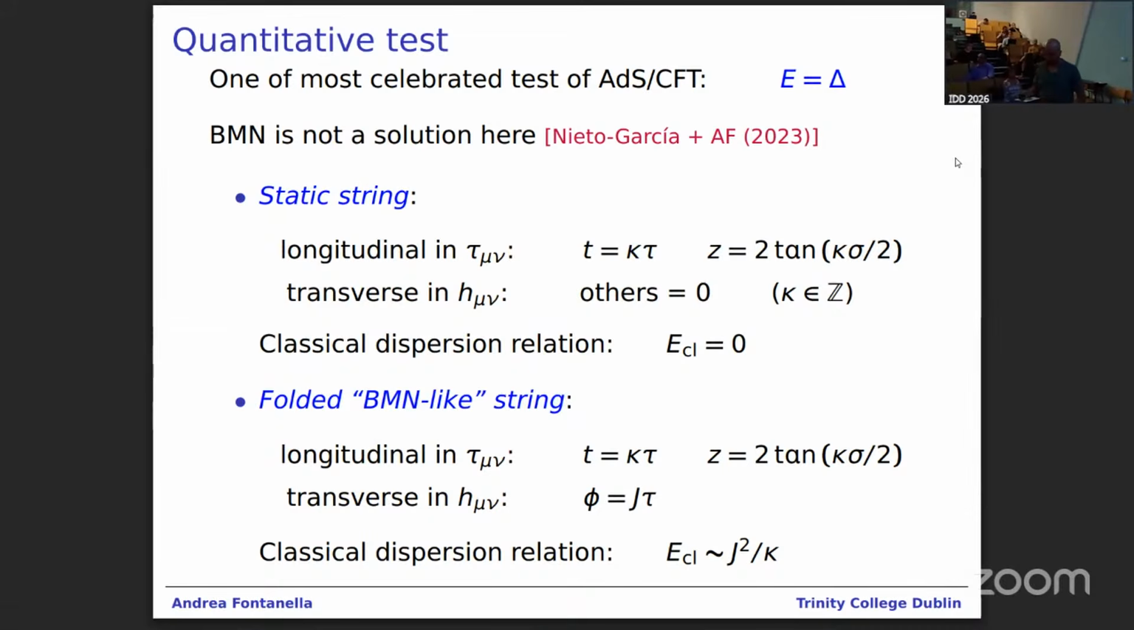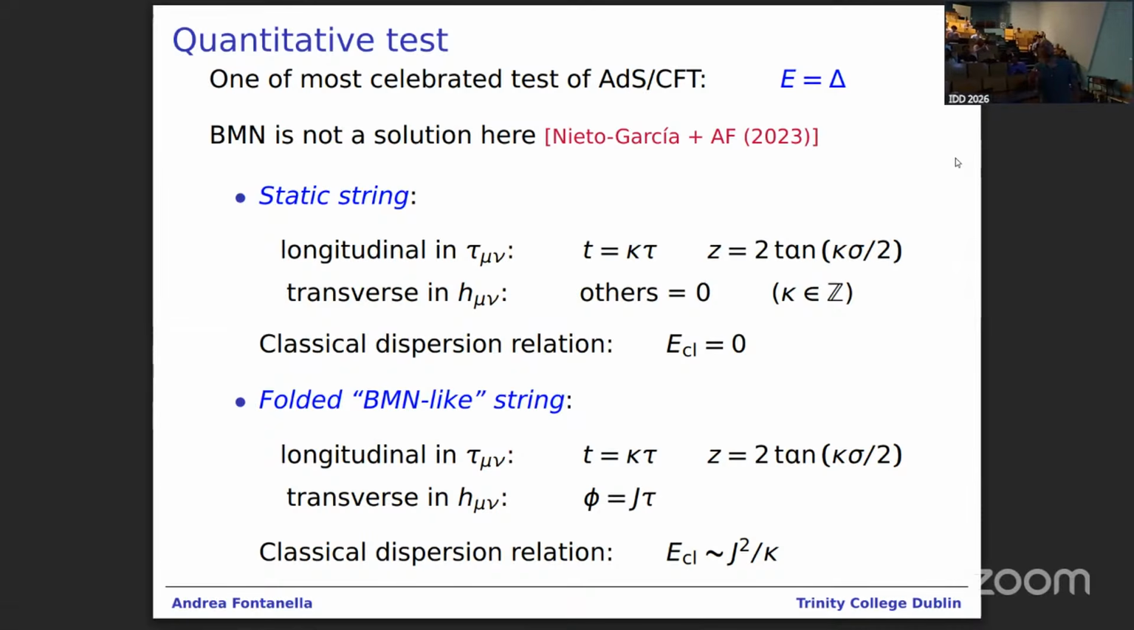First of all, you have to define a vacuum if you want to do this computation. And this celebrated computation was done in the BMN vacuum, but BMN is not a solution of this theory because it is outside of the corner of non-relativistic string theory. So what is the simplest solution we can consider? One is called a static string. It's really a string that is not moving. It's very trivial. It just sits on the longitudinal directions of the AdS2 times tau metric with this form.